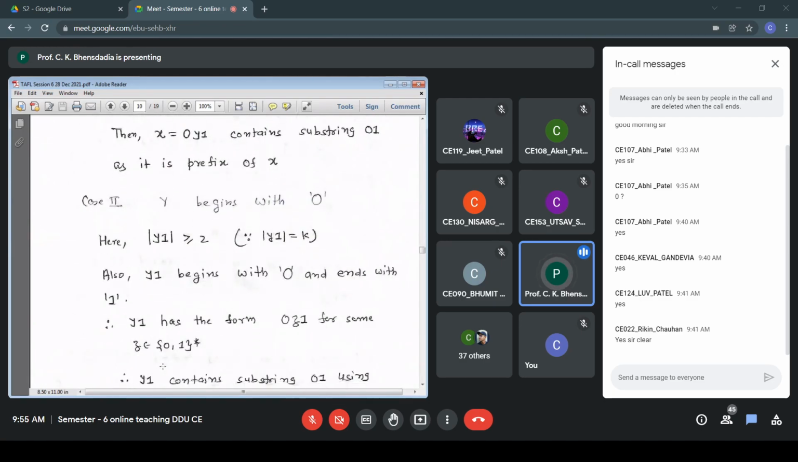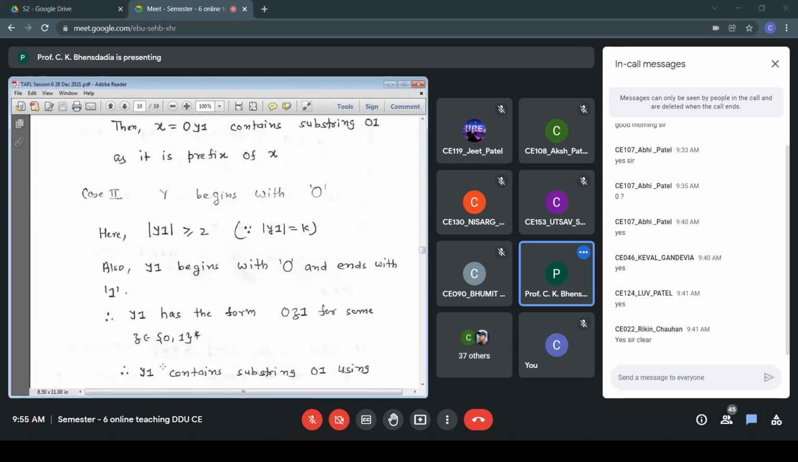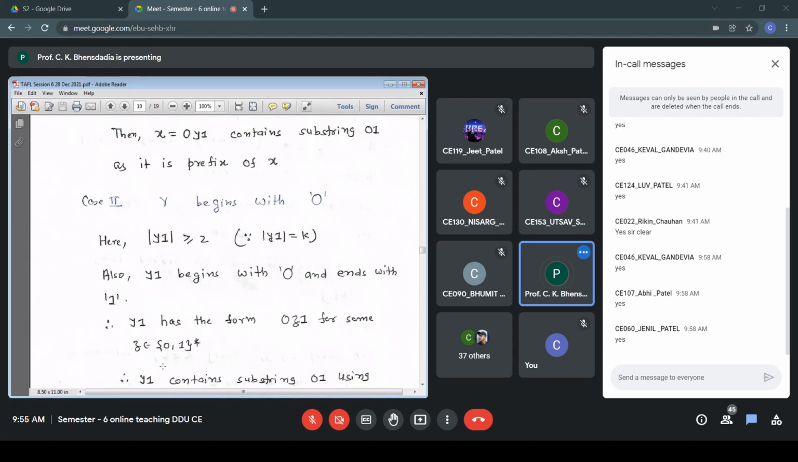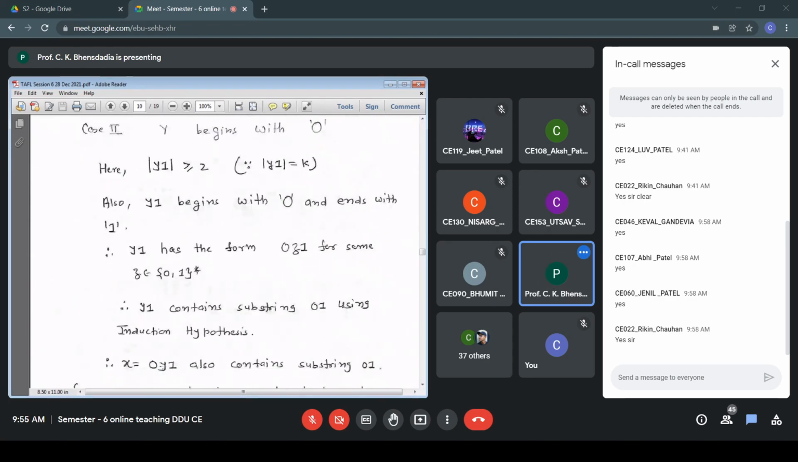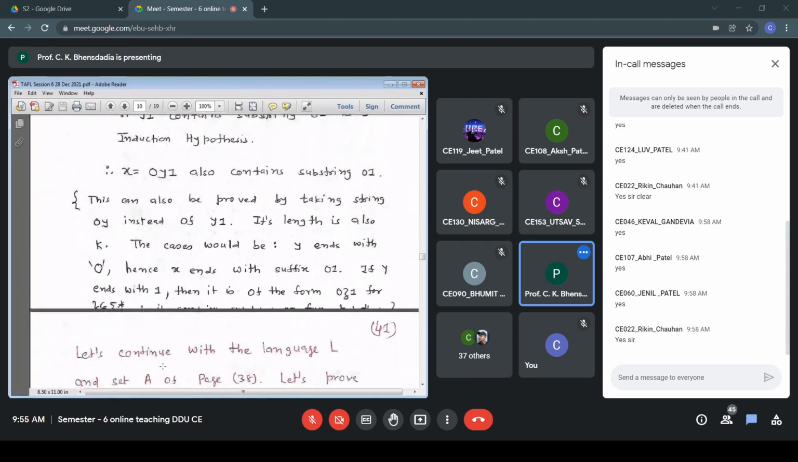Is that clear? Is the proof clear? Is it clear to all? Keval? Is it clear to other students? Abhi, fine. Only two responses, from Keval and Abhi. Janil, okay. Any doubt? Begin, fine. Okay.